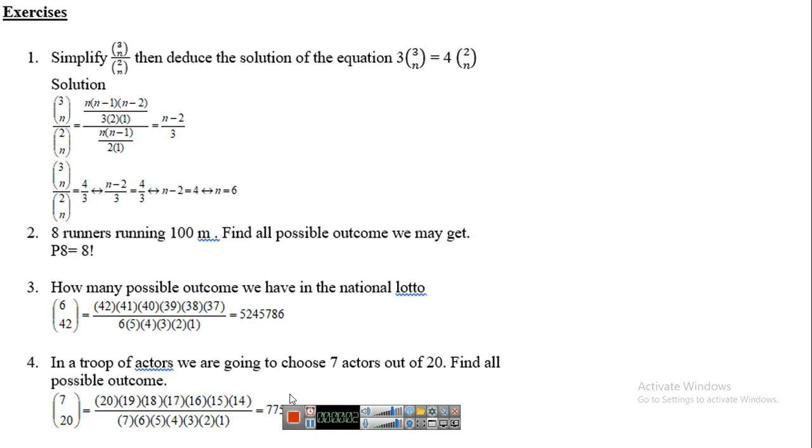Hi students, now we're going to start with the problem of the combination.